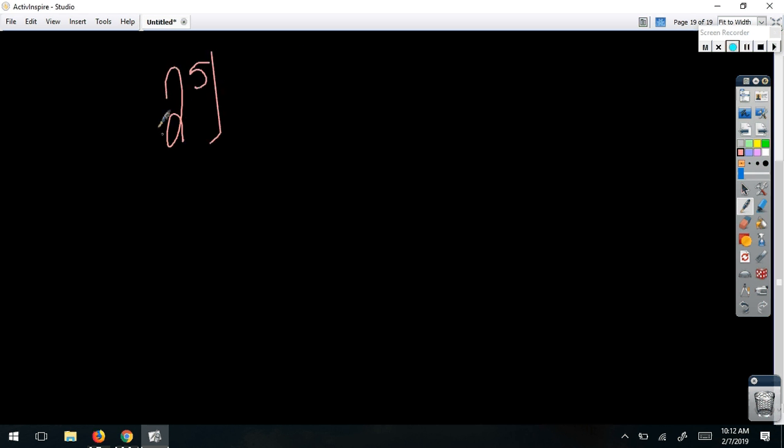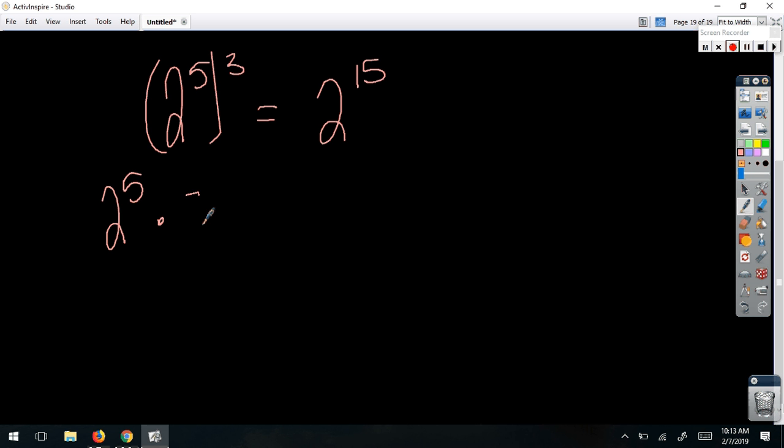If I have 2 to the 5th raised to the 3rd, how does that simplify? The base is the same and the exponent becomes 15. Now don't start getting them confused because this and this are different properties. Multiply, power to power multiply. I'll show you in just a second. How about here? What does this become? You add. Remember, keep the base the same. 2.